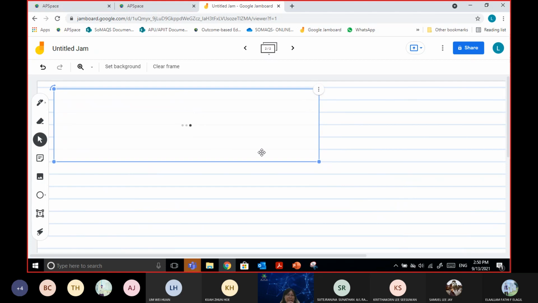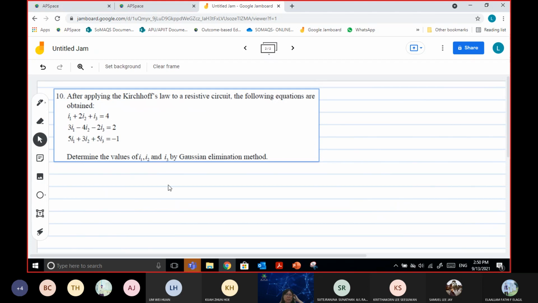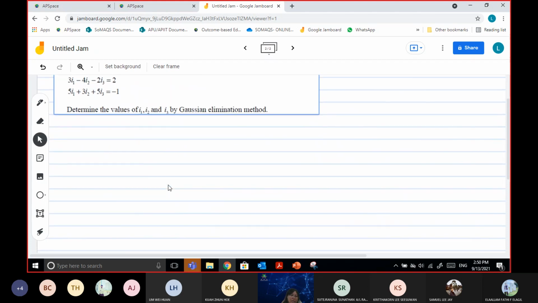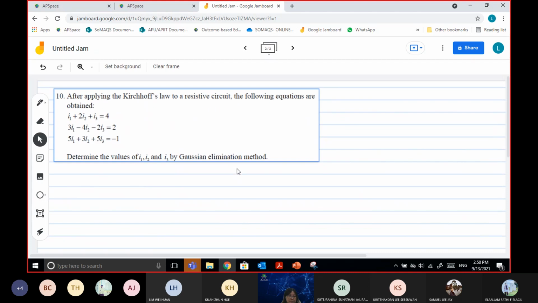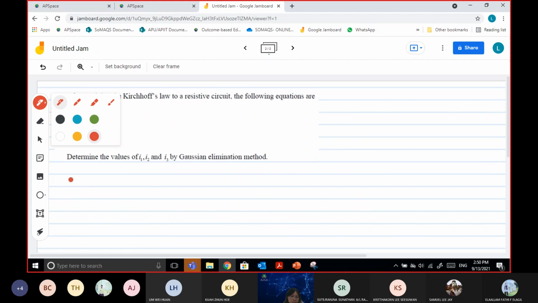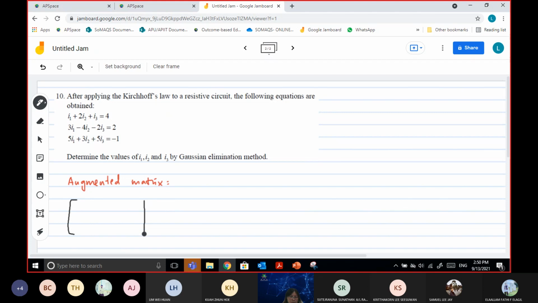Okay, let's practice question 10 now. Start with the augmented matrix. Start to write the augmented matrix. Then start with your elementary row operations. Okay, let's try this out.